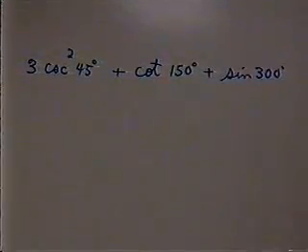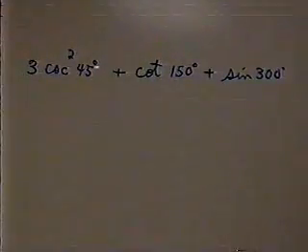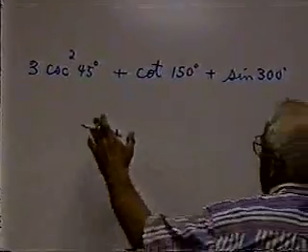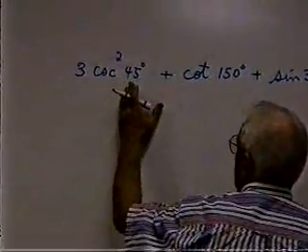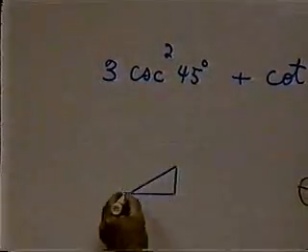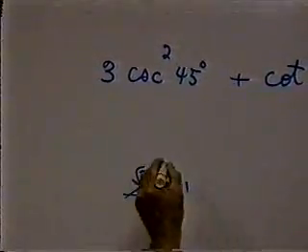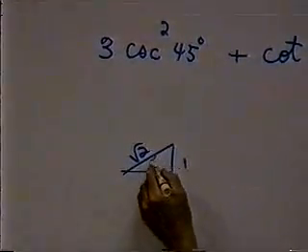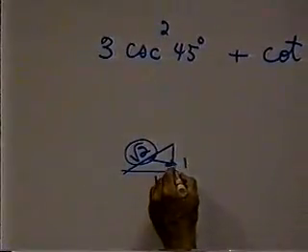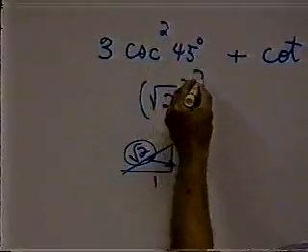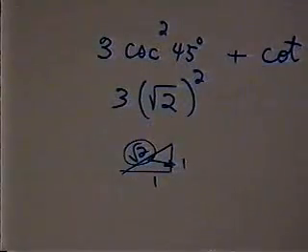Okay, let's look at this example, the first one on the last page, page 3. We have 3 cosecant squared of 45 degrees. Well, let's see now. That's 45 degrees. That's 1, 1, square root of 2. And cosecant is hypotenuse over opposite. So that means that's the square root of 2 over 1, squared, times 3.